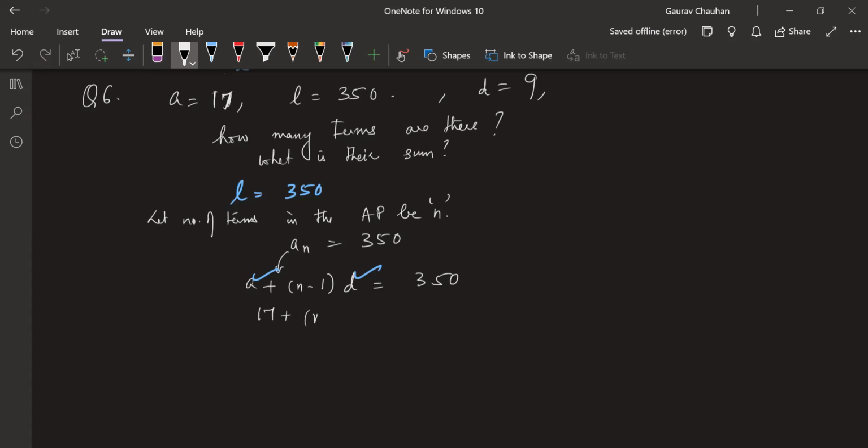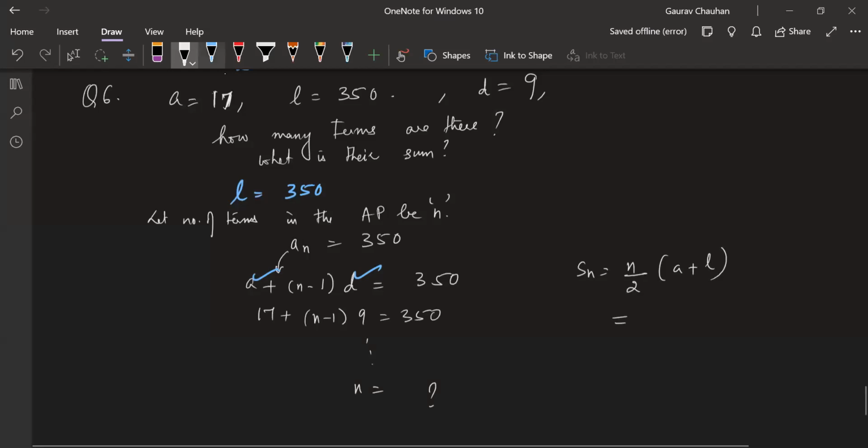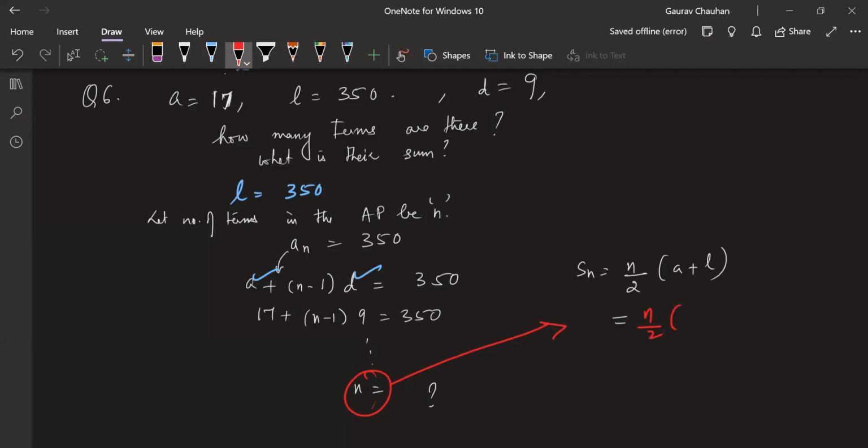So here it will become 17 plus (n minus 1) into 9 is equal to 350. I'm going to solve this and find n. Then I will go to the S_n formula, which is n by 2 into (a plus l). I know n from here, I will put that n in this place, and write by 2 into a, I know 17, plus l, I know 350. I'll solve it, then it'll give me the sum.